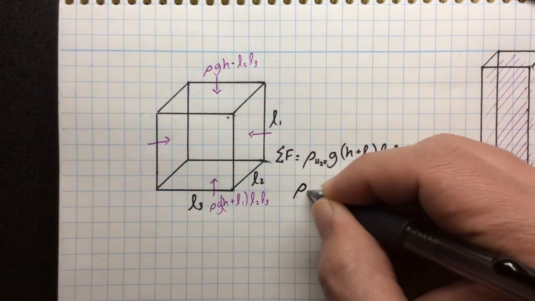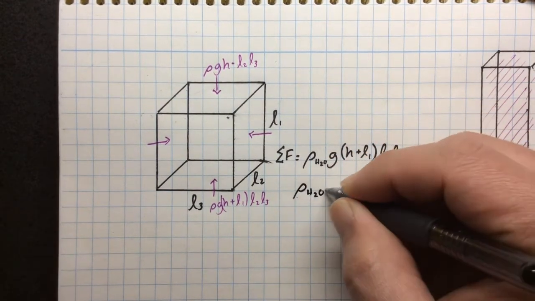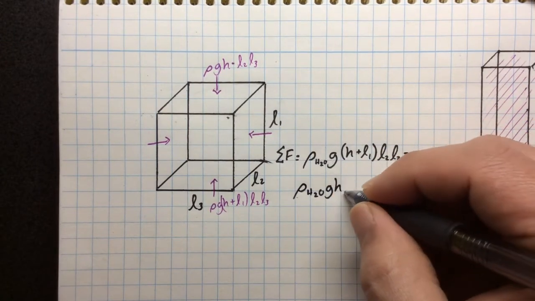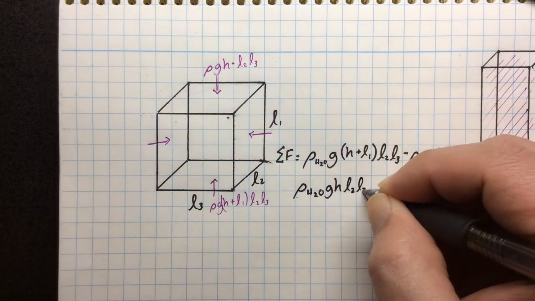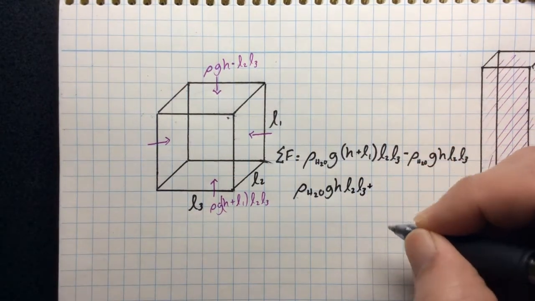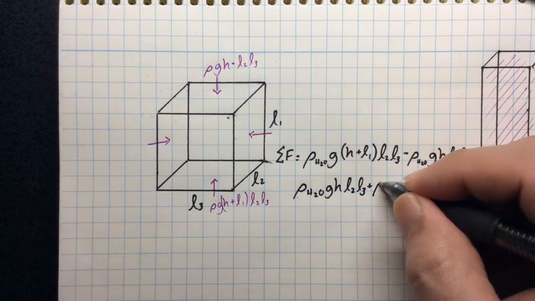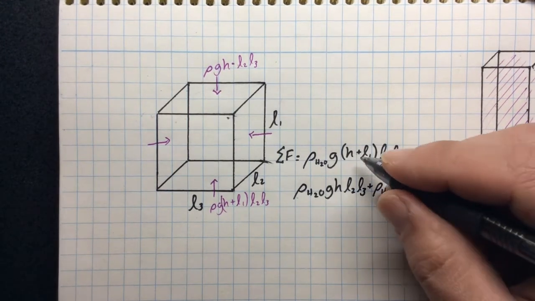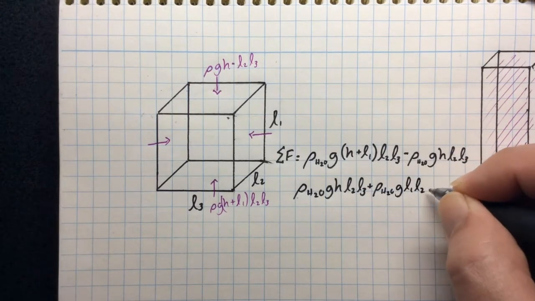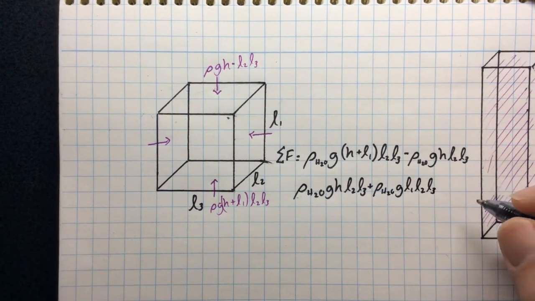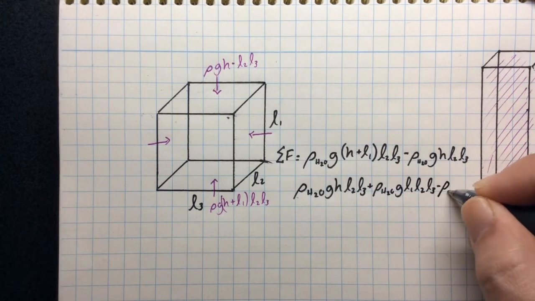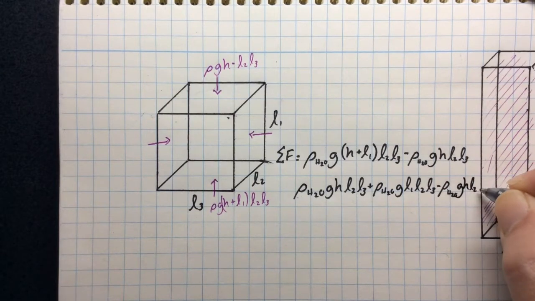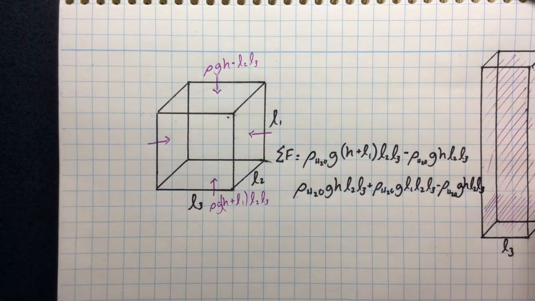So rho H2O, g times h, right there. And I'm going to multiply by L2 and L3. And that is added to this rho H2O times g times, not h, but L1, L2, and L3, all distributed nicely, minus rho g h L2 and L3.